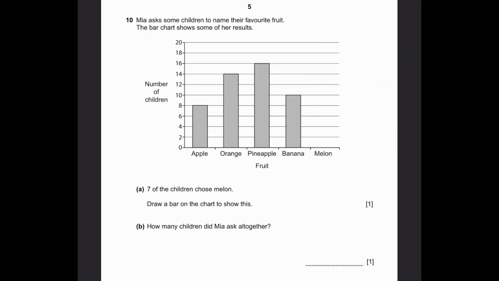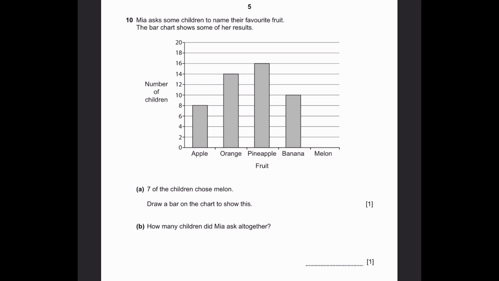Question 10. Mia asked some children to name their favorite food. The bar chart shows some of her results. A. 7 of those children chose melon. Draw a bar on the chart to show this. So 7 is in between 6 and 8. So we can draw the bar for melon with the same width as the rest.